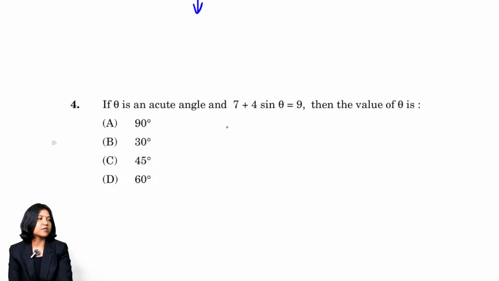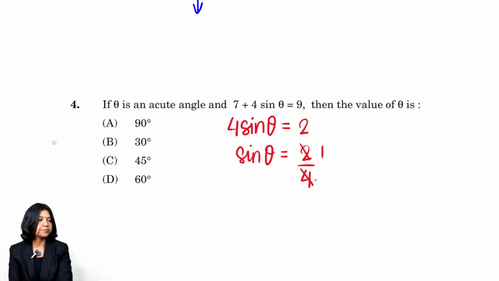So first what you'll do is you will take this 4 sine theta, and then you want to remove that 7, so 7 needs to be subtracted from 9, yeah? 9 minus 7, the answer is 2, okay? Now sine theta equals 2 upon 4. Now 2 upon 4 is a ratio I can simplify to 1 by 2. 2 times 2 is 4. Now sine theta is equal to half.